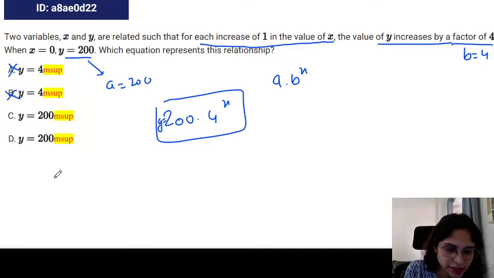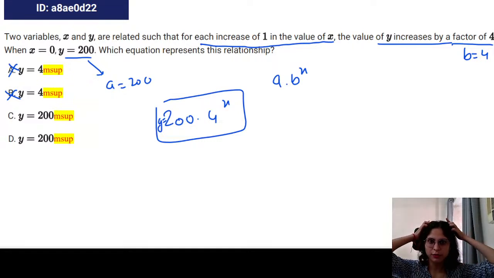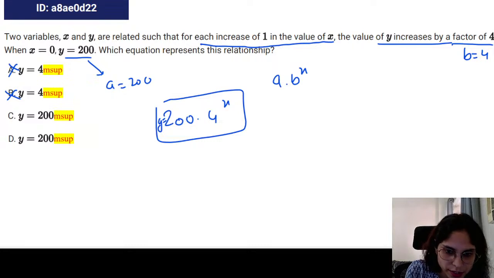It could be C or D. Because it is written MSEP, we do not know. Okay? Yes, so in most of the questions it's easy, you just have to identify what is the value of a, what is the value of b. Yeah, and with this, we have done all the questions of exponential. How many hours did it take? Again 3 hours, yeah.